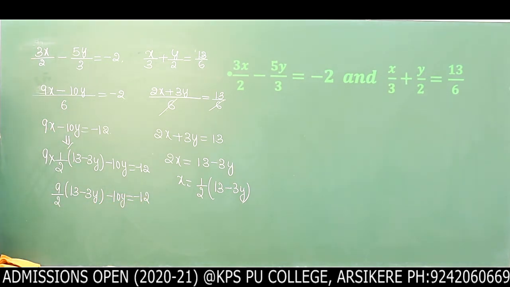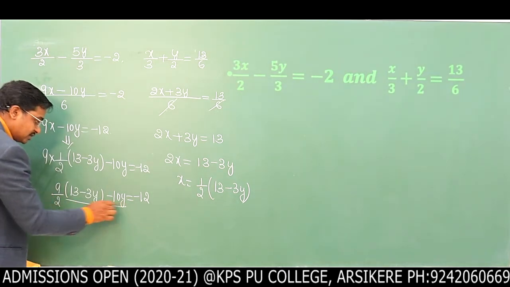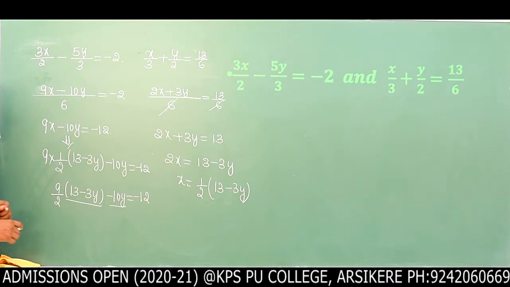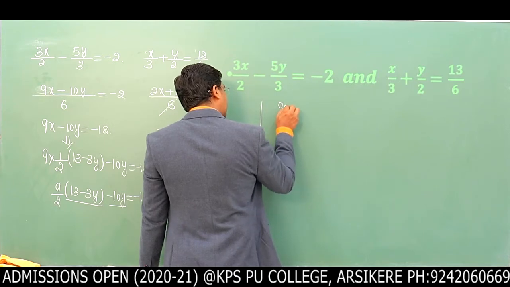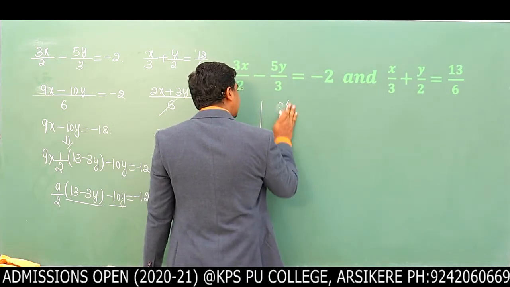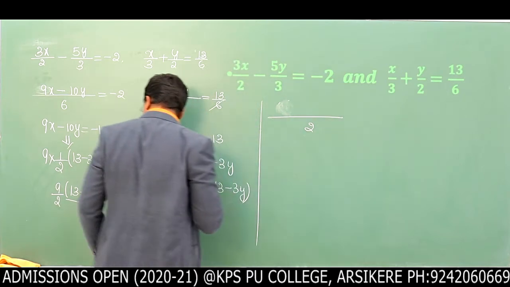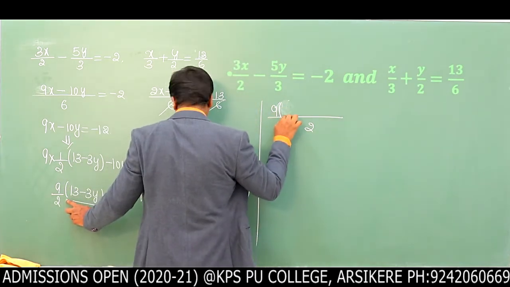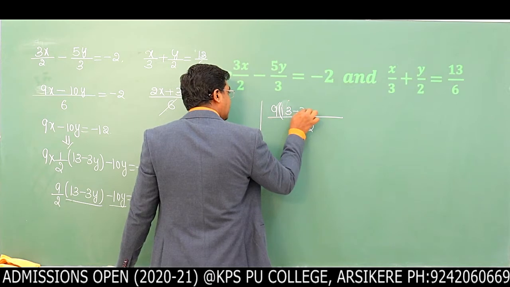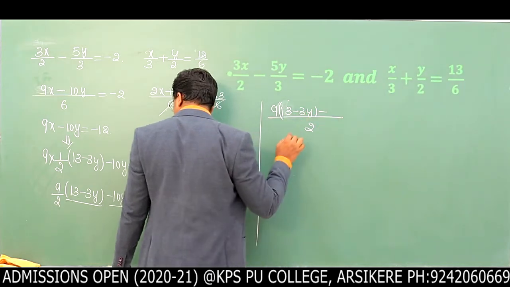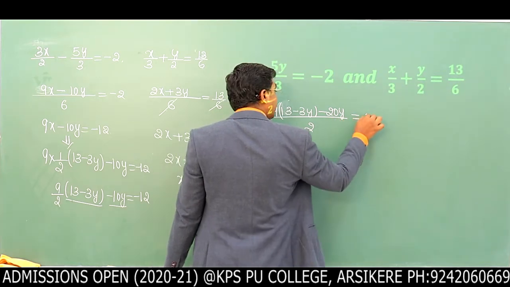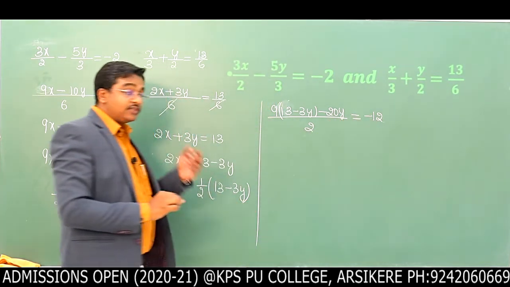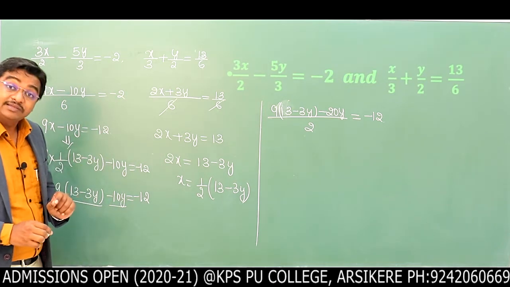Now take the LCM. What is the LCM here? This is treated as one term and this is treated as one term. 2 is the LCM. So for this equation, we are left with 9 into 13 minus 3y minus 10 into 2, 20y, is equal to minus 12. Next step is simplification, right?